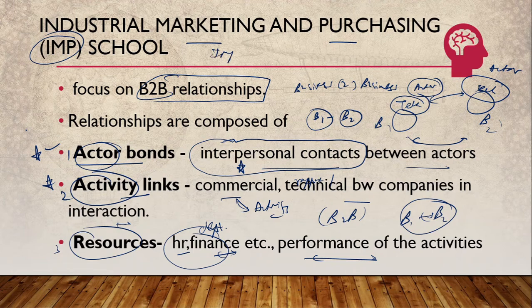So this is what the IMP school says. If you want to have a good relationship, then you have to focus on the actor bonds, which is how the interpersonal contacts of your organization are with the other organization, and during the transaction of the activity, how things are going on, that you have to monitor. And the third is the resources of your own organization, and you have to check the performance of the activities of those resources. So this is what the IMP school emphasizes.